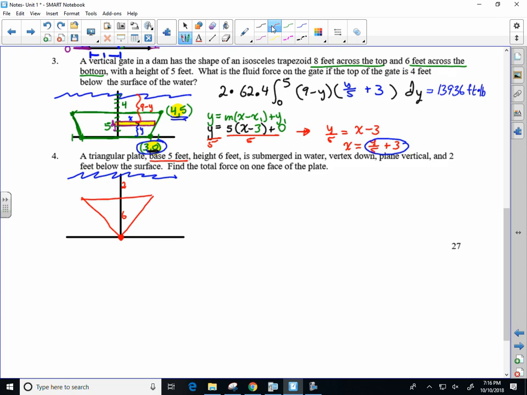All right, so if the base is 5 feet, then each one of these distances is going to be 2.5, or 5 over 2, or 2.5. It doesn't matter which way you go with it. It's all going in the calculator anyway. All right, so arbitrary rectangle on an interval, a relevant interval.